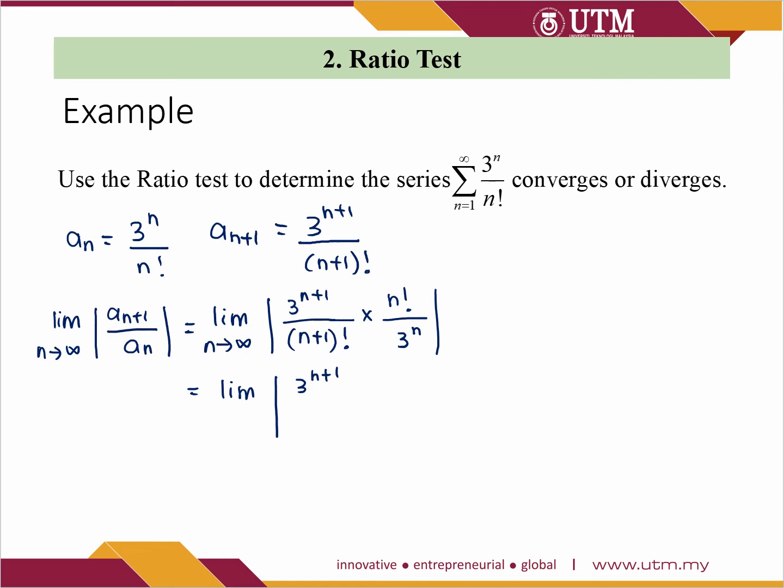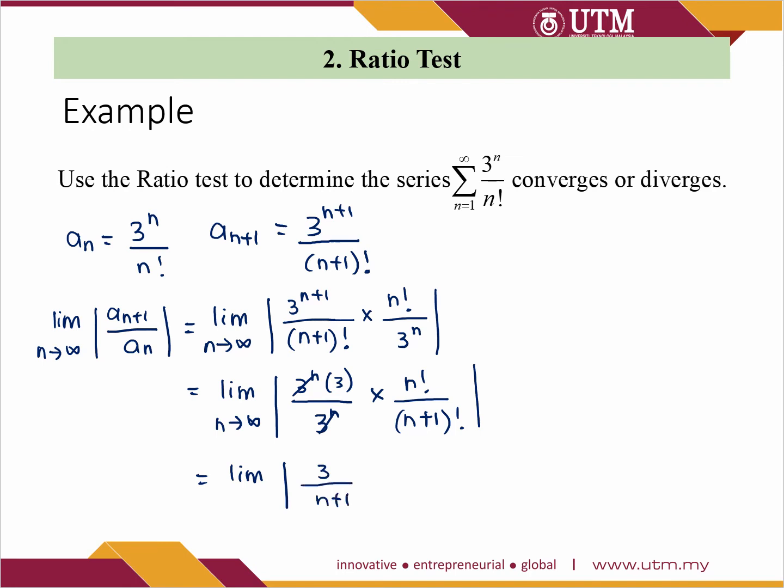So here I simplify this, or I will rewrite 3 to the power of n plus 1 as 3 to the power of n times 3, divided by 3 to the power of n, times n factorial over (n plus 1) factorial. So the method is just the same for the factorial from the previous question. At the end you will get 3 over n plus 1, where n is approaching infinity.